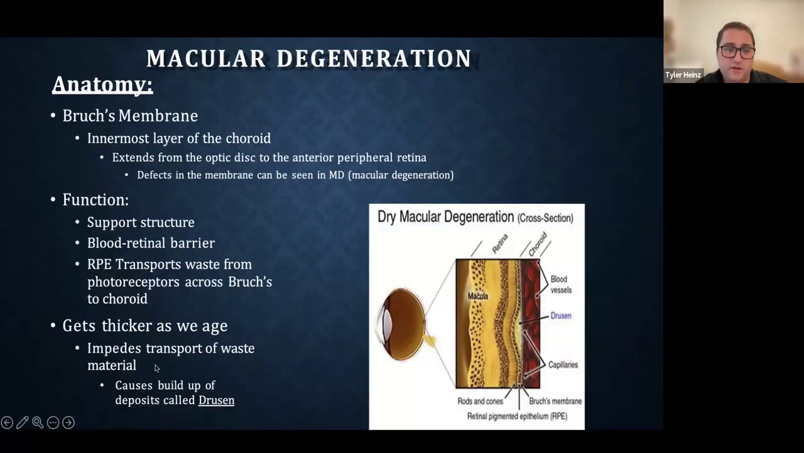Okay, of course, it's going to get thicker as we age, and that's going to impede the transport of waste material. Buildup and deposits of this are called drusen. Drusen is our first sign that we're going to see of macular degeneration. So if you were ever asked that or pimped on that question in your rotations, your first sign of macular degeneration is going to be drusen. That's your first clinical sign.